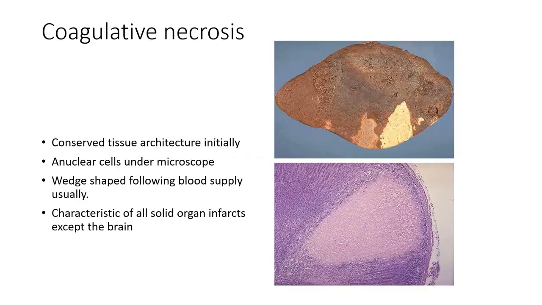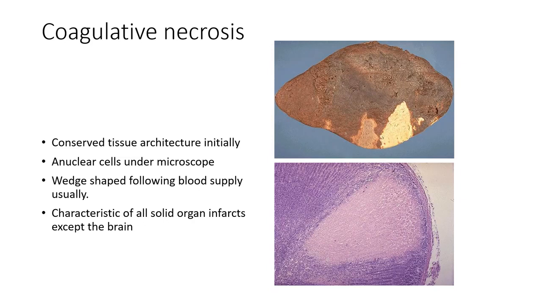Now we said that irreversible cell injury or cell death is called necrosis. This necrosis has many patterns according to the underlying cause of necrosis and cell injury. The first pattern of necrosis is called coagulative necrosis. What you have to know about coagulative necrosis is that it is caused by ischemia, loss of blood supply.